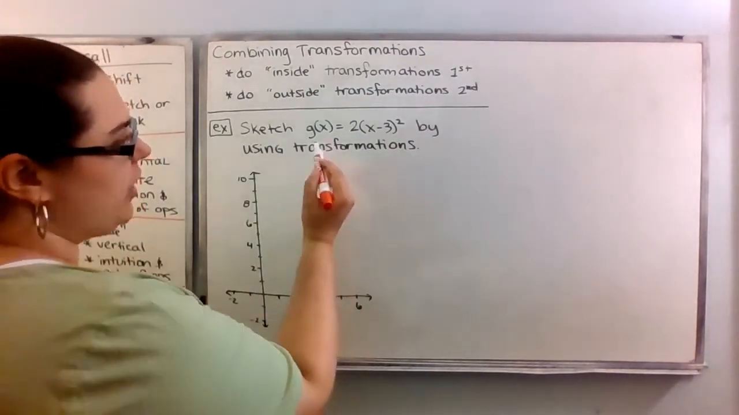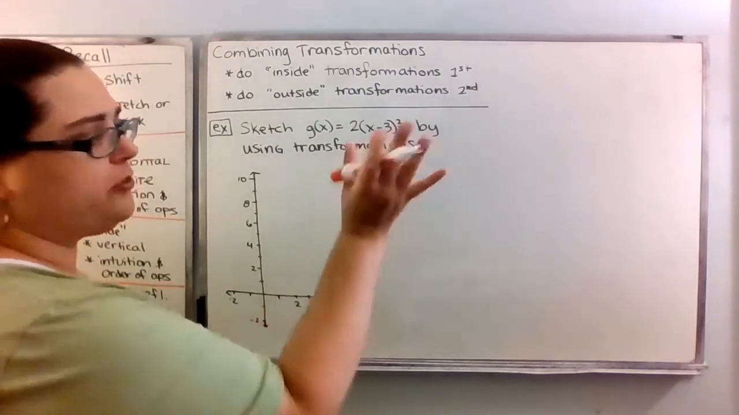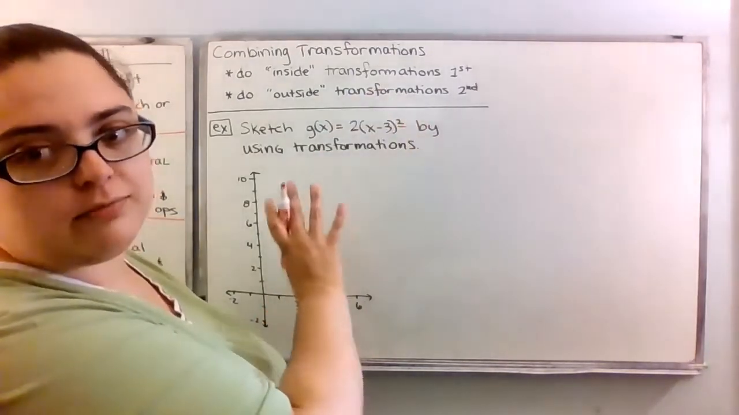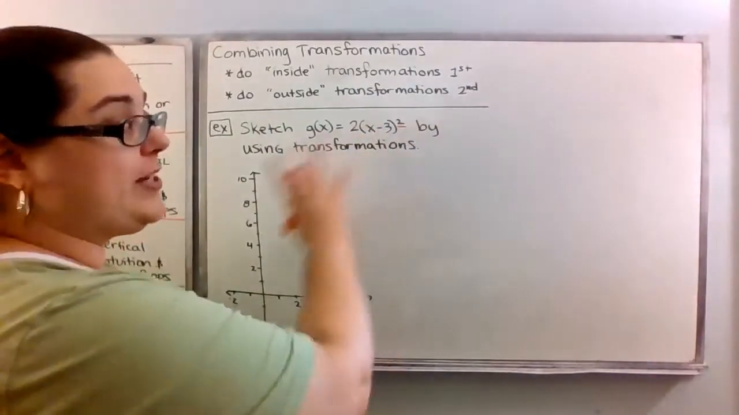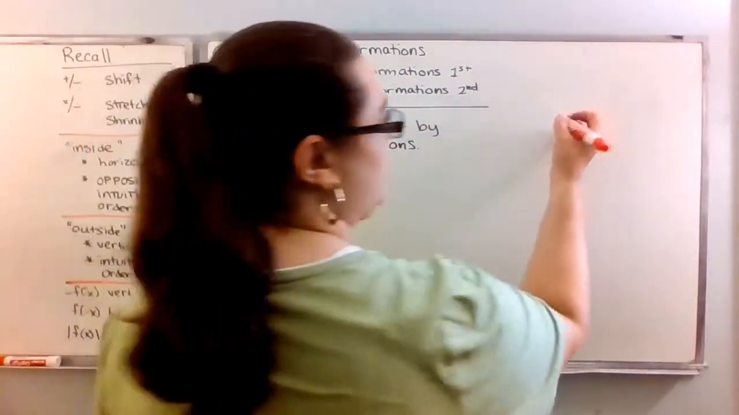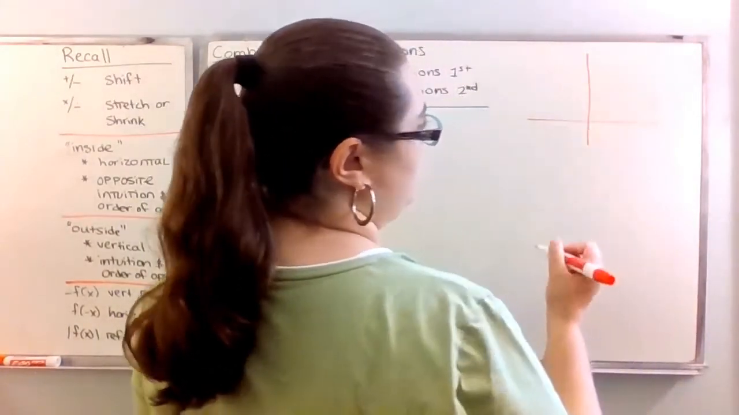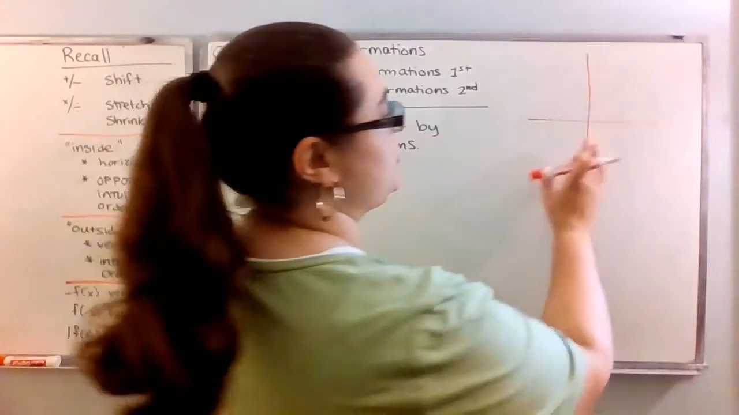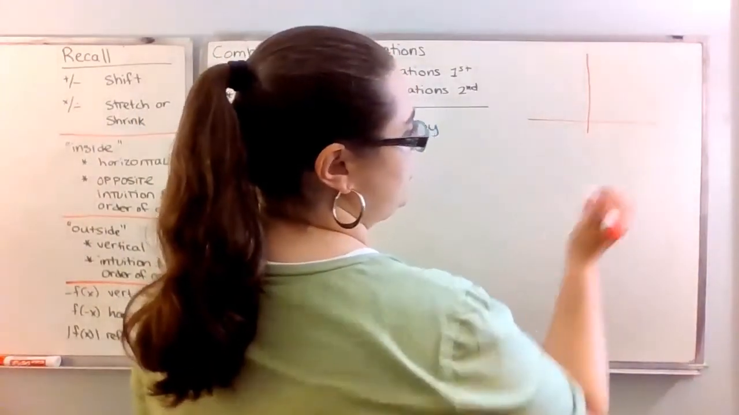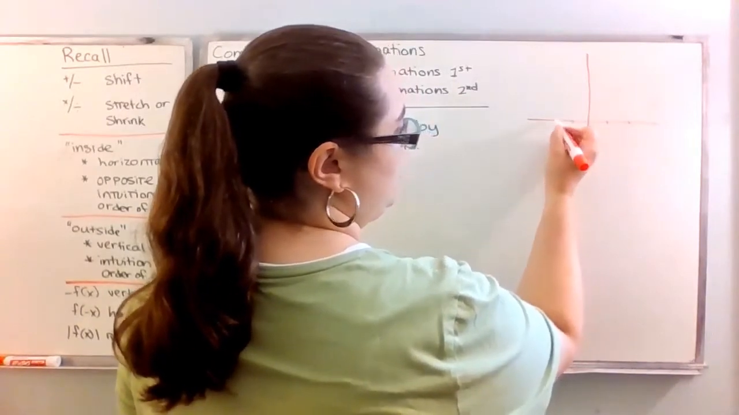So g of x is indeed a transformation on the squaring function. Before I even start to think about the transformations that are going to happen, I need to visualize the squaring function. So I'm going to do that over here. You know, the squaring function makes everything positive when it squares it, so I don't need much of the negative axis. And then I'm just going to put maybe 5 nice points here.